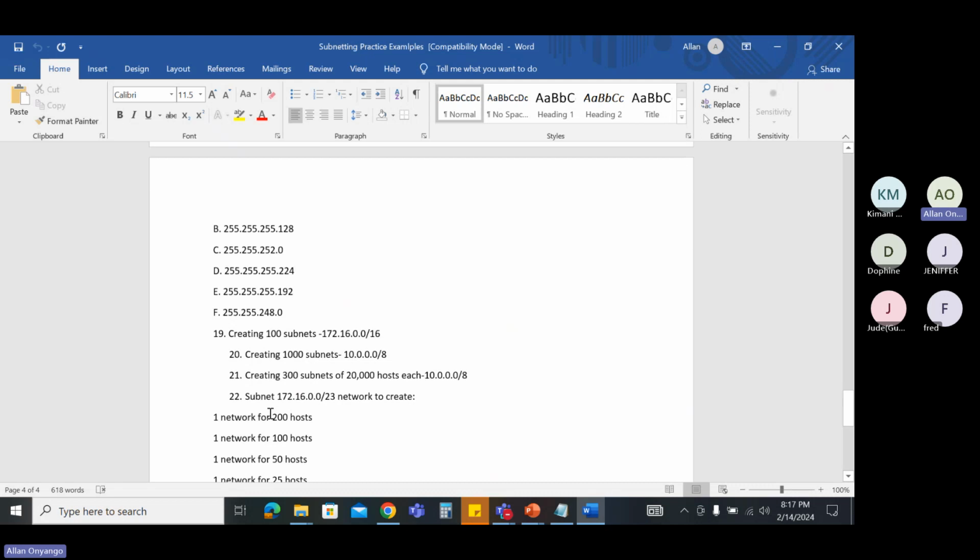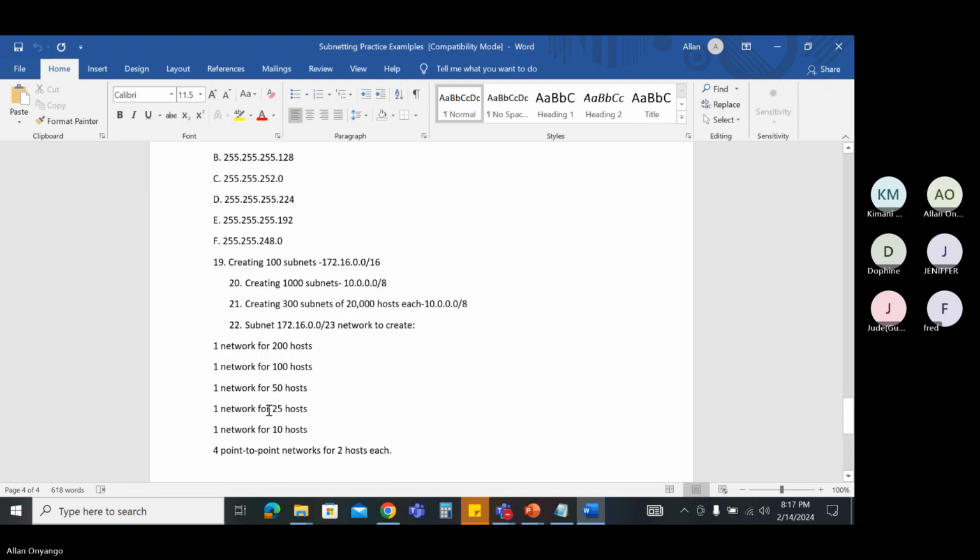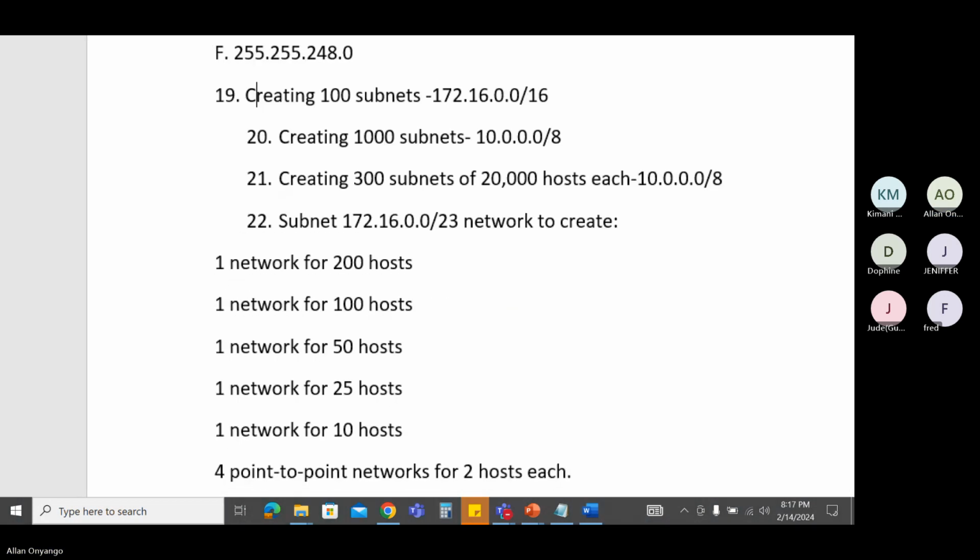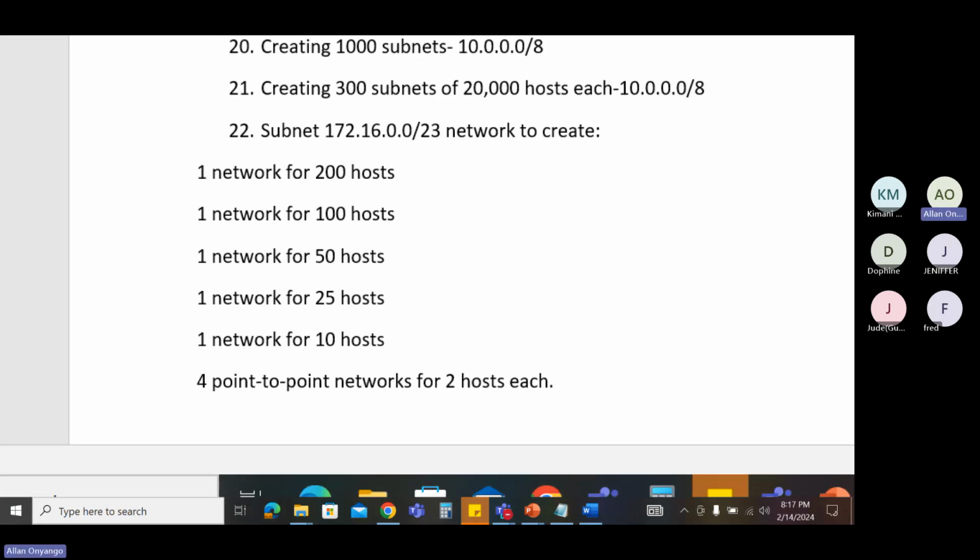And my last question for today is here. Subnet this network 172.16.0.0/23 and create one network each of 200 hosts, 100 hosts, 50 hosts, 25 hosts, 10 hosts. Remember that point to point? The previous example we did had three networks that needed 2, 2, 2. Cindy, here you're going to create 4 point-to-point networks that have 2 hosts each.